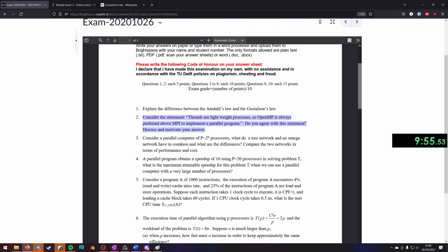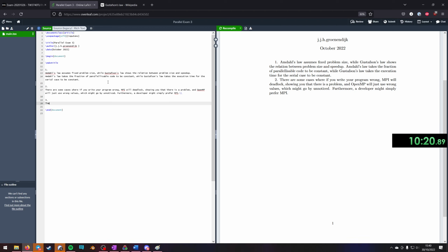Okay. Consider a parallel computer of 2 to the k processors. What do a tree network and an omega network have in common? What are the differences? I have no clue what the stats are of a tree network. We might be able to work it out though. Maybe they're both dynamic networks. I don't know. Yeah, but compare the two networks.